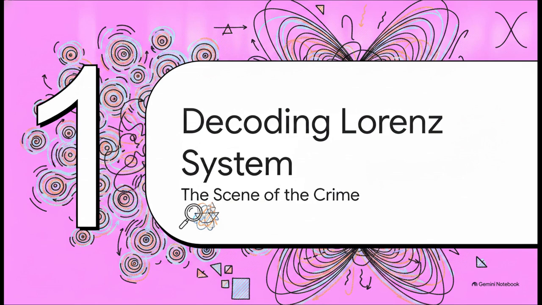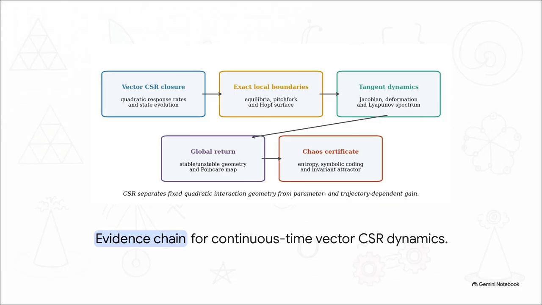Decoding the Lorenz system, the scene of the crime. What we're mapping out here is our literal chain of evidence. We start right at the baseline with the vector's CSR closure. These are our basic quadratic response rates, and from there, we just follow the evidence. We move through exact local boundaries, jump over to tangent dynamics, map out the global return, and finally arrive at a complete system-level chaos certificate. It is a fully connected, rigorous workflow.